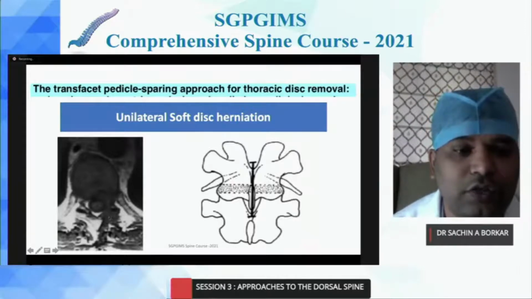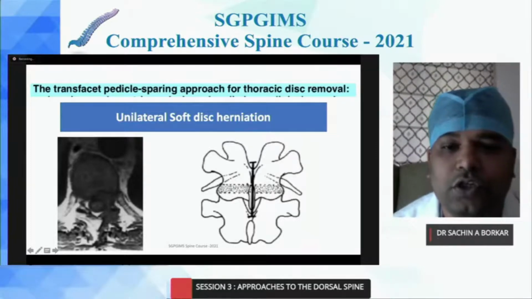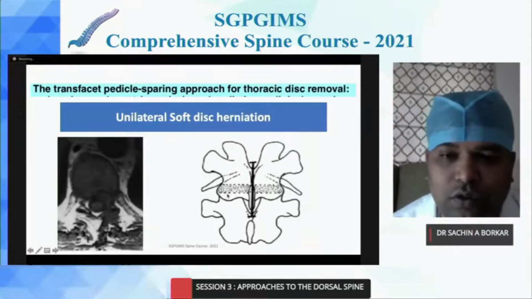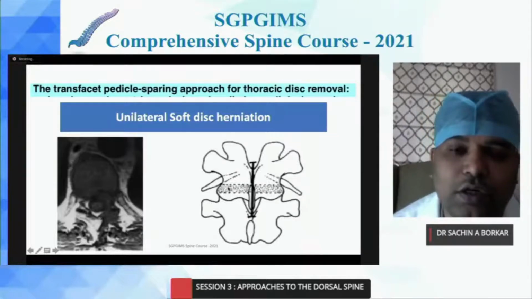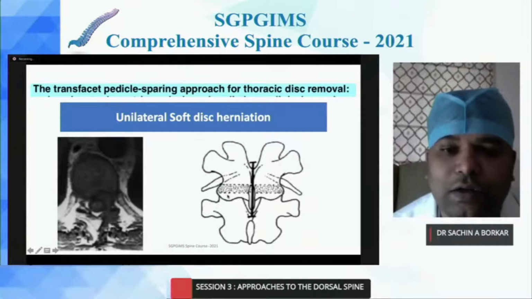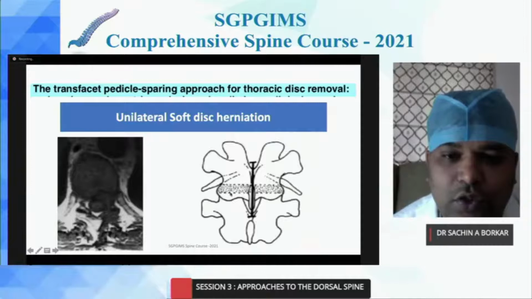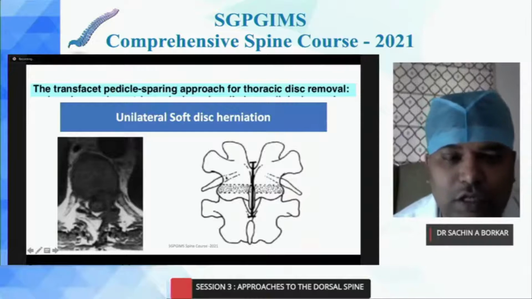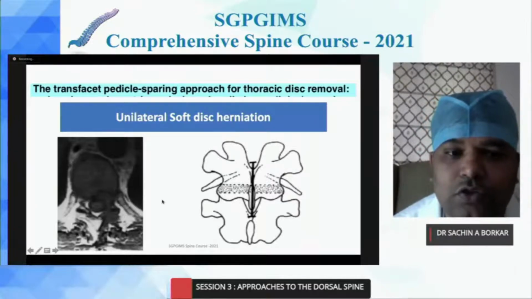What it is, is this is the disc level and the herniation is somewhere here, and if you drill this facet joint, the inferior articular process of the facet, you will directly hit the offending disc. And since it's a pedicle-sparing approach, it's not destabilizing, and the dorsal spine is usually inherently stable. If you do a unilateral exposure and just do this drilling, there is no need of fixation also. So unilateral soft disc herniation can be managed by this, and that's the importance of radiology.